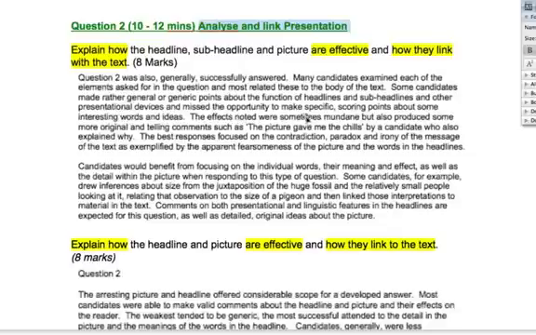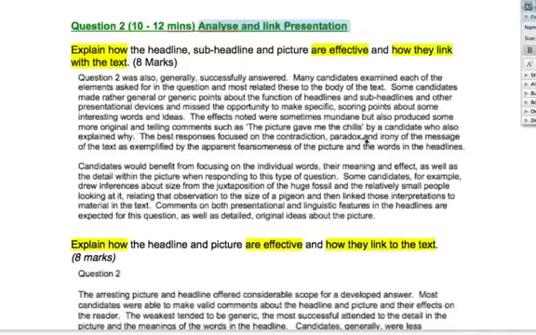The effects noted were sometimes mundane, but also produced some more original and telling comments, such as "the picture gave me the chills," by a candidate who also explained why. If you put "the picture gave me chills" just on its own, I doubt you'd get very many marks. I'm not going to comment on that sentence any more than that. Infer what you will. The best responses focused on the contradiction, paradox and irony of the message of the text.